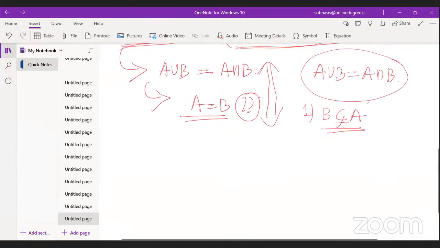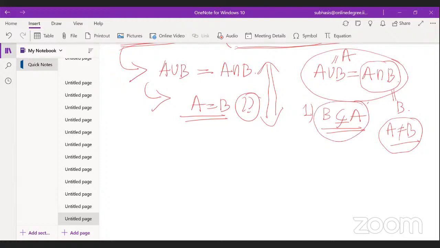If B is a proper subset of A, then what are you going to get here? You will get A here, and B here. A cannot be equal to B because B is a proper subset of A, right? Yes, sir. So this is not possible, right?